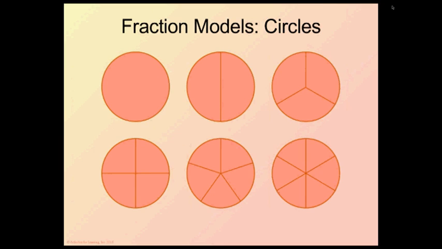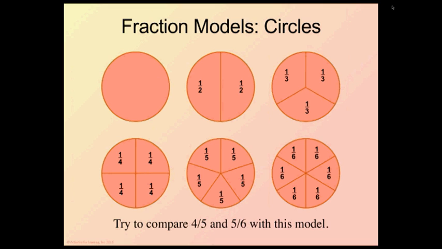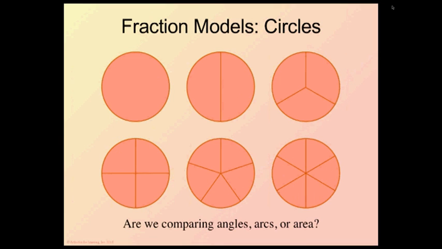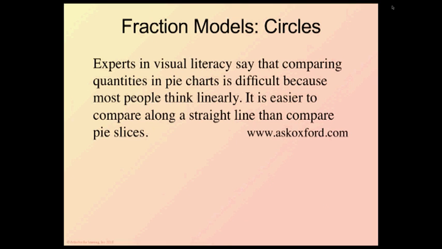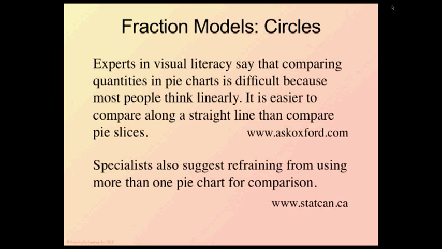One of the problems with circles that most of us are familiar with is trying to compare 4/5 and 5/6 using this model. It's very difficult to tell. And the question is, are we comparing angles, arcs, or area? Again, it's hard to tell. Experts in visual literacy say that comparing quantities in pie charts is difficult because most people think in a line. It's easier to compare along a straight line than to compare pie slices. Another group of specialists also suggests refraining from using more than one pie chart for comparison.